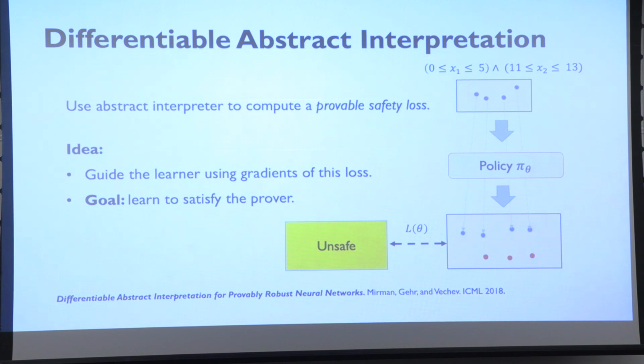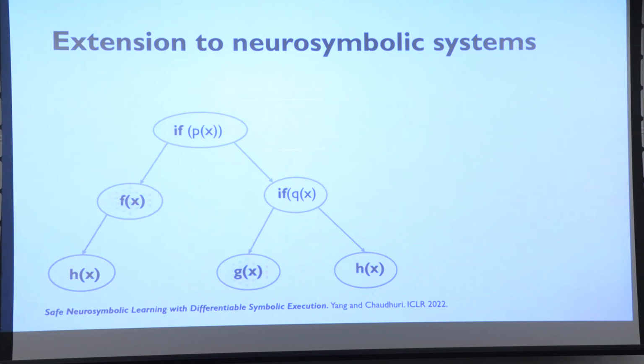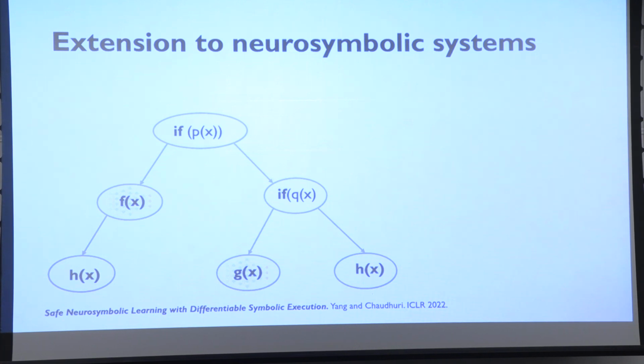Now, it turns out that this idea can be generalized to more complex systems, such as the sort of neurosymbolic systems that I showed you earlier, where you have a composition of symbolic code and neural nets. And this is something that my student Chen-Shi Yang developed in this ICLR paper from last year.